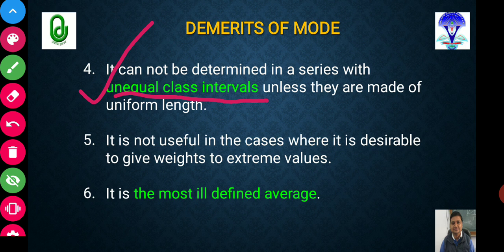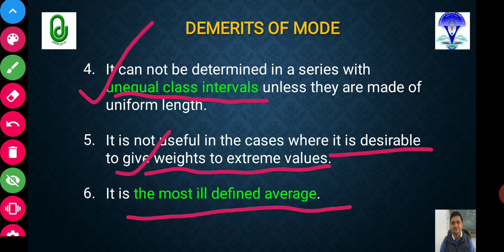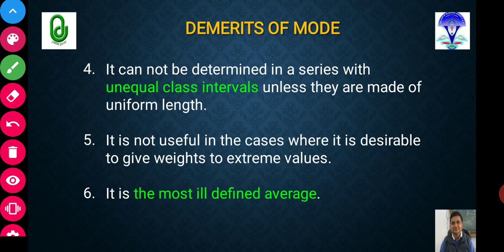Then it is not useful in the cases where it is desirable to give weight to the extreme value, because it does not involve the extreme value. So when you want to give weight to the extreme value, this mode cannot be used, and this is the most ill-defined average. So that you have to remember, this is the most ill-defined average or measure of central tendency.